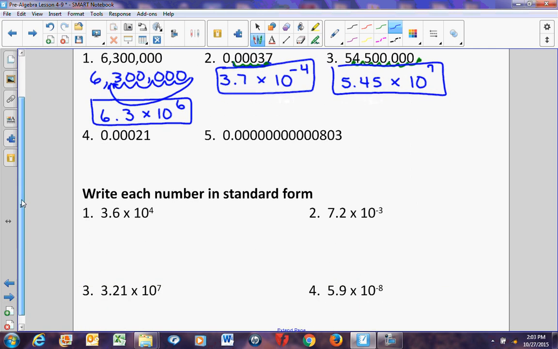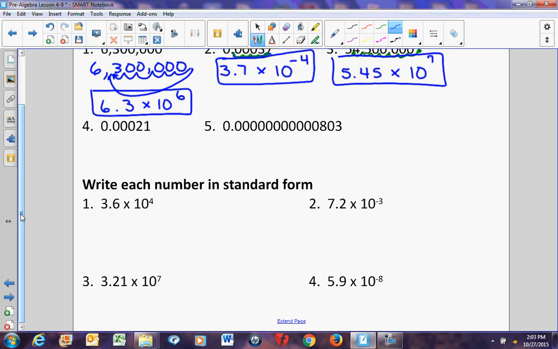Okay. Ooh, look, some more small numbers. 0.00021 or 21 hundred-thousandths.